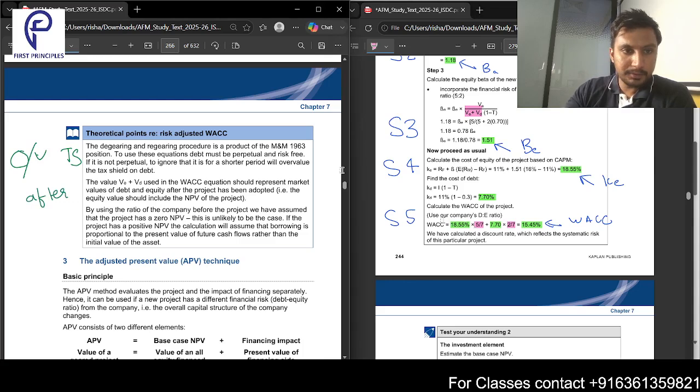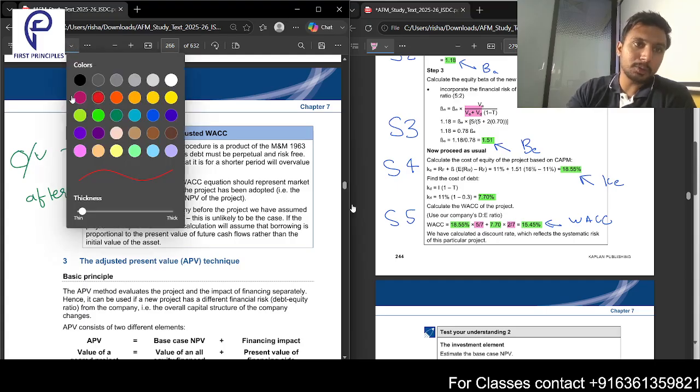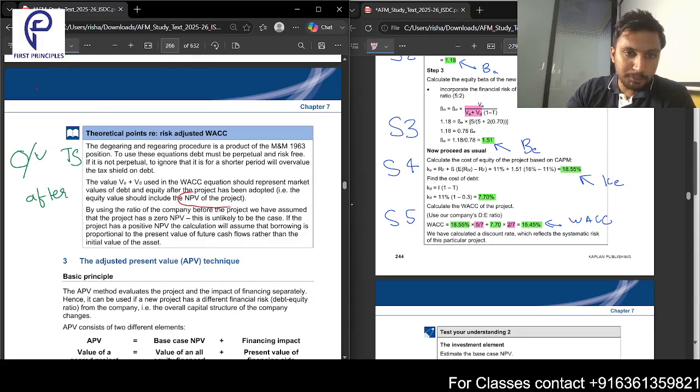So even here, when we use VE plus VD in the WACC equation, it is after the project has been adopted. Again, in the WACC equation, how did we get the VE plus VD? This is after the project has been adopted. It should represent the market value of debt and equity after the project has been adopted, i.e., it should also include the NPV of the project. That also should have been included. So these are some flaws. The NPV of the project that we are considering should be included because we are finding this after the project has been accepted.